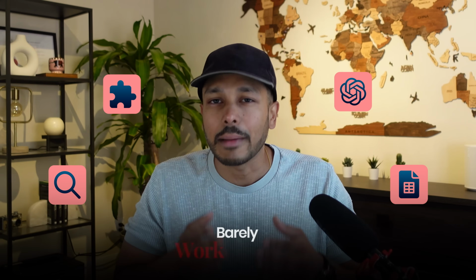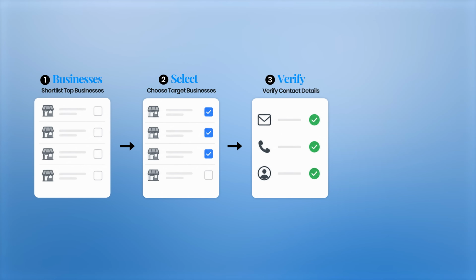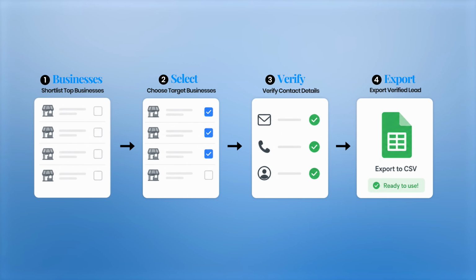So that's how you can generate an almost unlimited number of local business leads without building some complicated scraping system yourself. You're not messing around with a bunch of tools that barely work together. You choose the businesses you want to target, verify the contact details, and export the list. But the real key to succeeding with local outreach is being highly targeted and thoughtful.